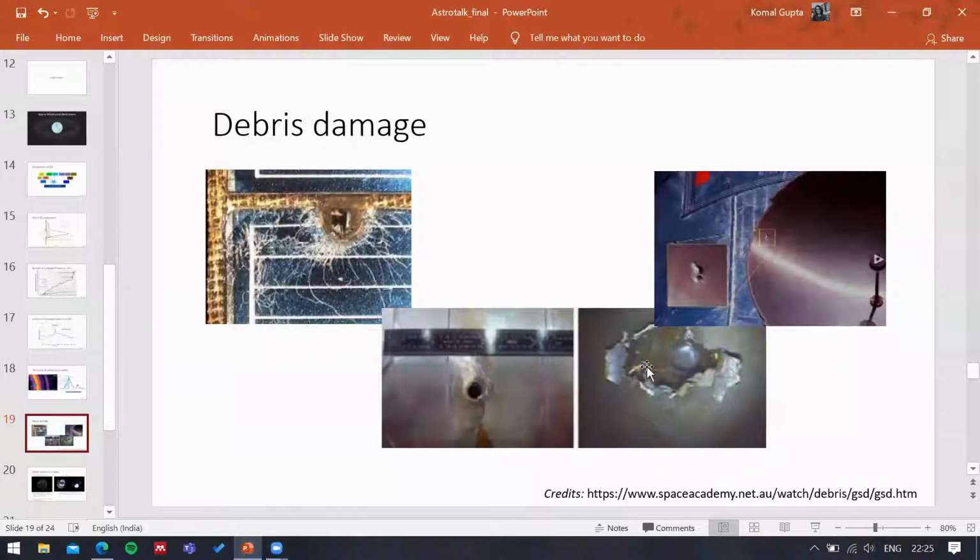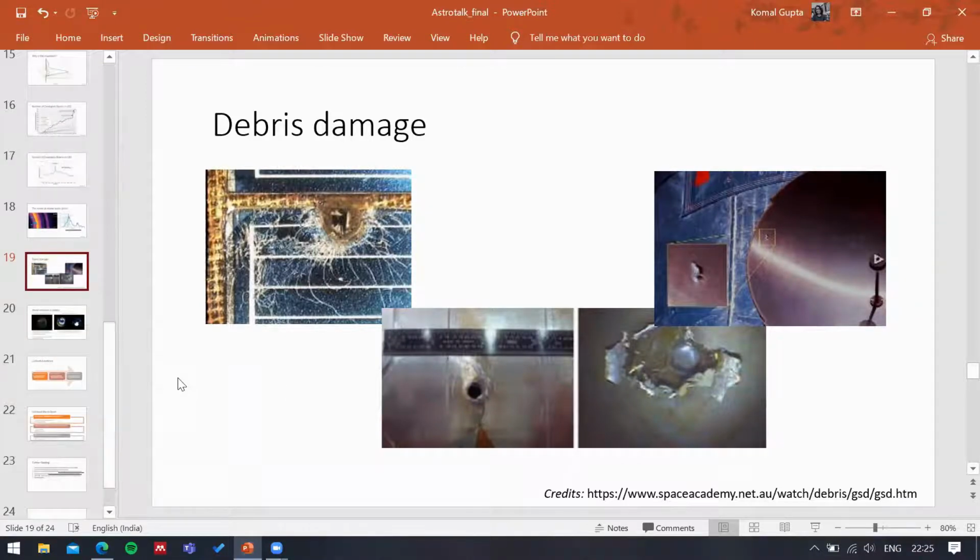It shows you how much damage something really small can do to a satellite, simply because it's moving at a very high speed. And which is why it's extremely important that we make sure that we have plans in place to protect our assets against this debris.